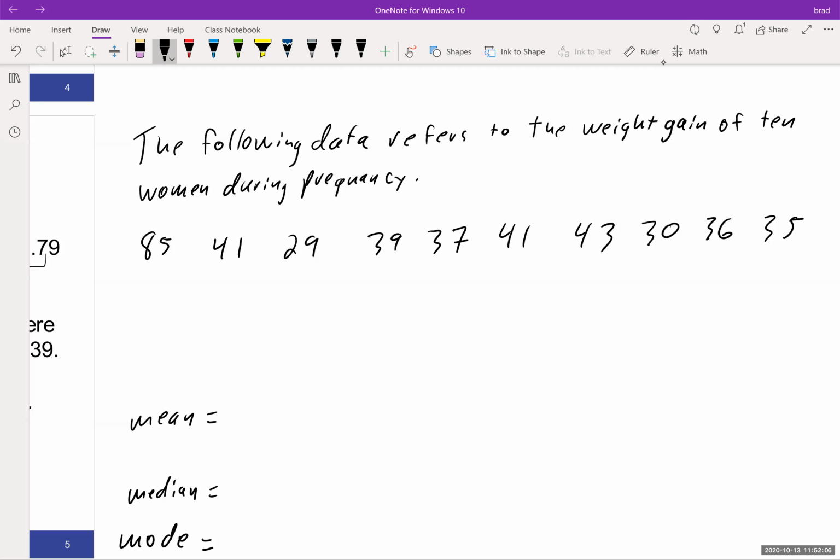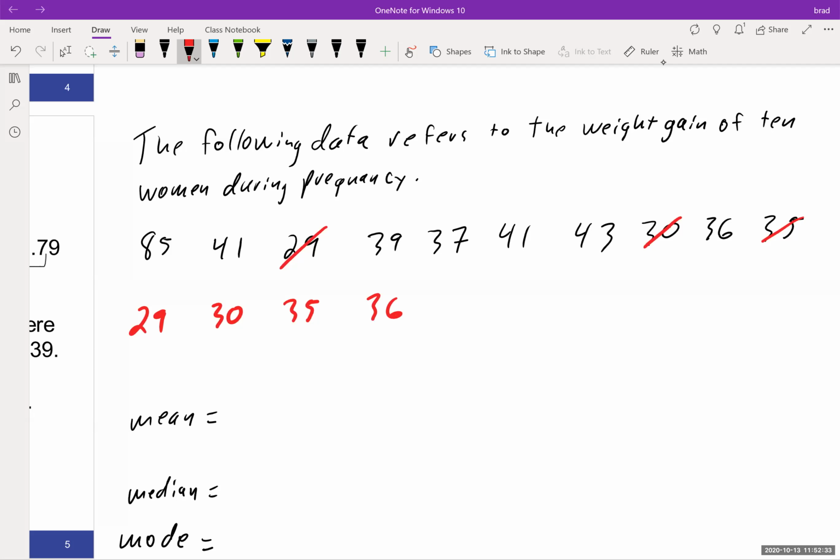The first thing when we're dealing with a problem like this is we have to write it in order from smallest to biggest if you're trying to find the median. So I'm going to write it from smallest to biggest. Let's see, 29, 30, I think 35 is next. So here's 35, 30, 29. What's the next smallest one?